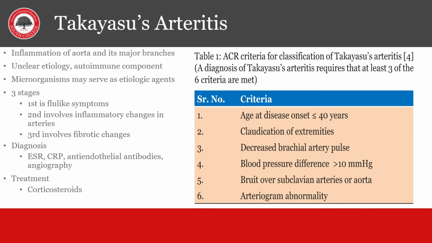Takayasu's arteritis is inflammation of the aorta and its branches. The cause is unclear, but this does occur in Asians more than any other ethnic group. They will usually be younger, have claudication, decreased pulses, and blood pressure loss. ESR and CRP will be elevated. Treatment is steroids.